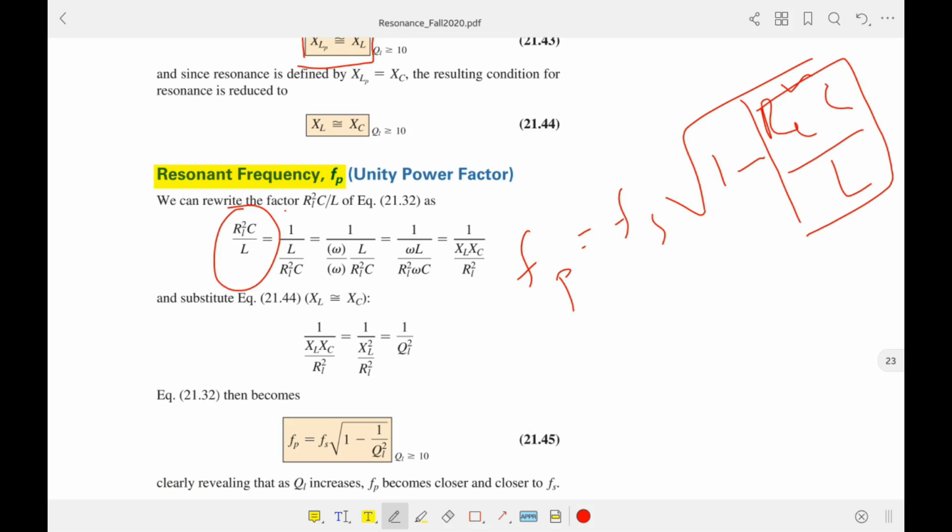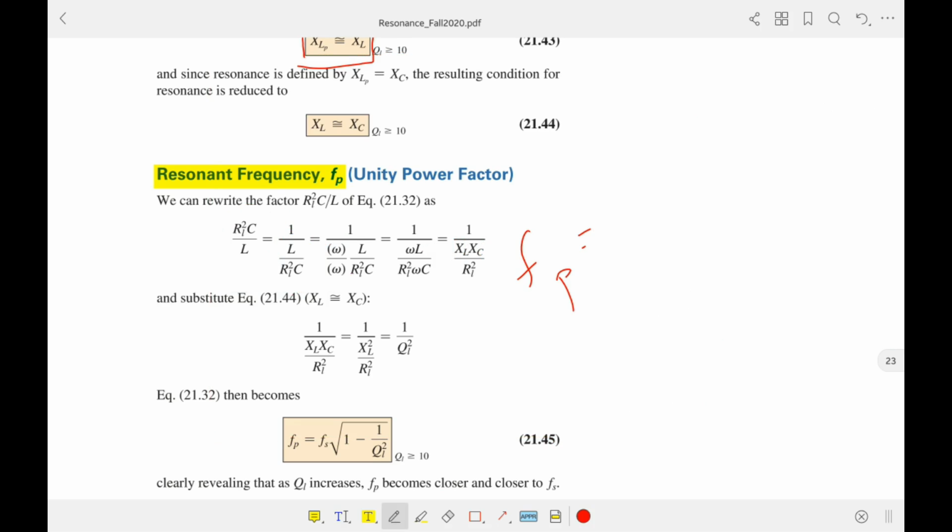RL squared C by L, we can write as 1 over L over RL squared C. Then we can multiply omega to both numerator and denominator of the denominator. Then here we have omega L, and here we have RL squared omega C. We know that XL equals omega L, that's why we can write XL in this region. Then also 1 over omega C equals XC, so we have another XC. Now the expression appears like this. Then we know that XL equals XC at this resonance condition, so obviously we can put both as XL. It will appear as 1 over XL squared over RL, and obviously XL over RL equals the quality factor QL, so it appears as 1 over QL squared. So now the expression would be Fp equal to Fs root of 1 minus 1 over quality factor squared.